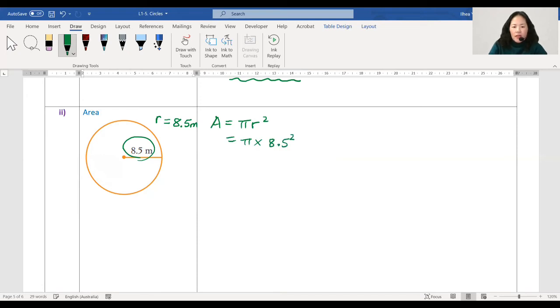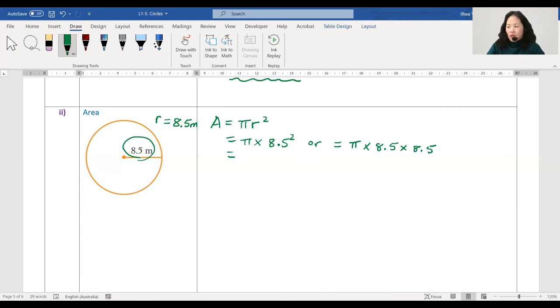You can use the calculator, or you could do it this way: pi times 8.5 times 8.5. Now, 8.5 squared is really the same as 8.5 times 8.5. So if for some reason you can't find the square button and you're in the exam, don't panic. You can just times it by itself again.